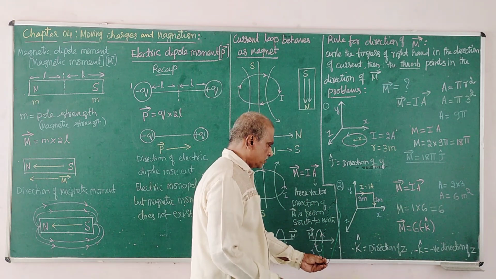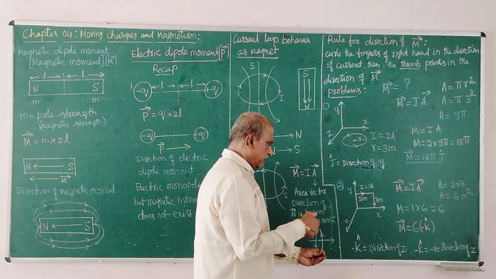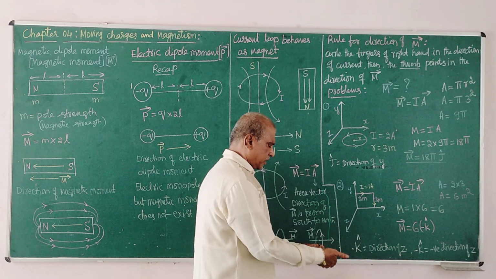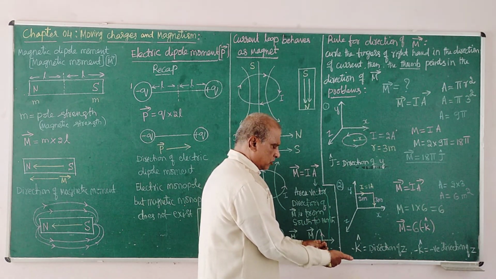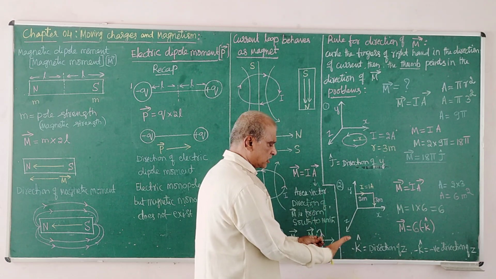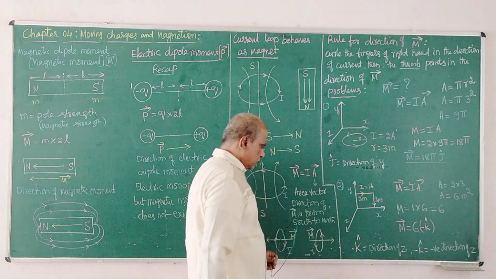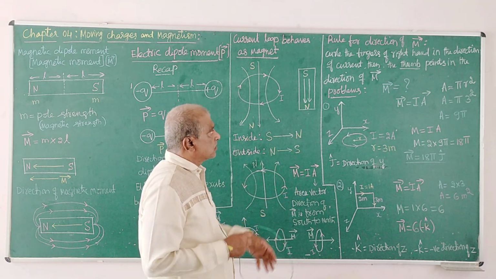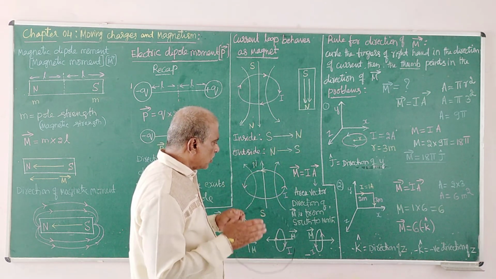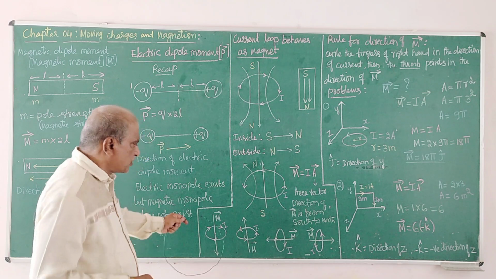Here, the same thing, reverse the direction of the current. The direction of the current is like this. Twist your fingers in this direction. This will indicate the direction of M. This is how we use this law to understand or to perceive the direction of M.